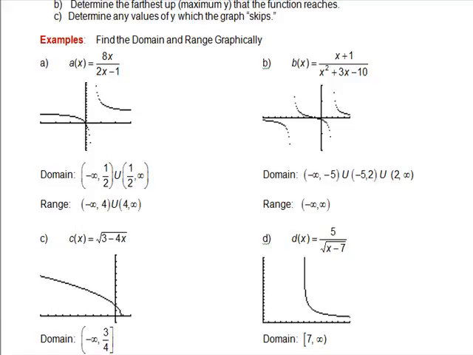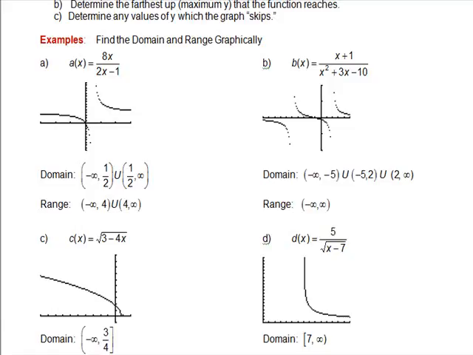Let's take a look at a little more challenging example on B. B of x is the quantity x plus 1 divided by the quantity x squared plus 3x minus 10. Now when I go to look at the domain, and remember, this is probably one I quite frankly wouldn't do completely with the graph. I'd probably do the algebra, set the denominator equal to 0 and factor it.